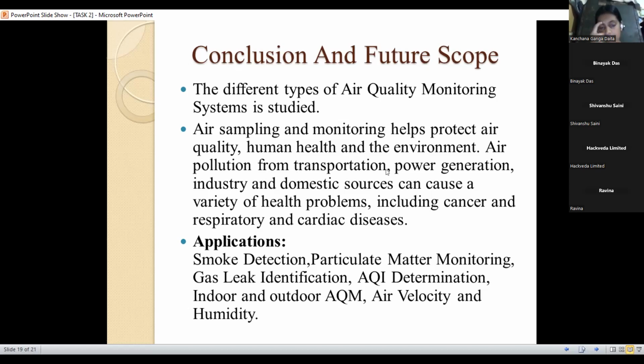So what are the applications? As I have already said, in industries or at houses, so many people are using air purifiers, etc., which is also a wing of this air quality monitoring system. So smoke detection, particulate matter monitoring, gas leak identification, velocity, humidity, temperature checking, pressure checking, accurate determination at indoor and outdoor applications. These are very useful.